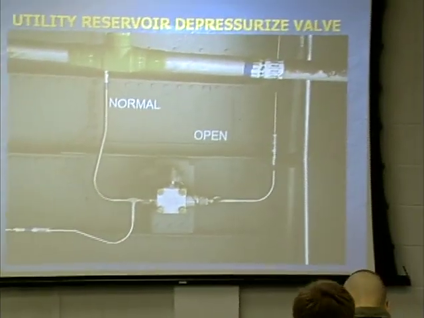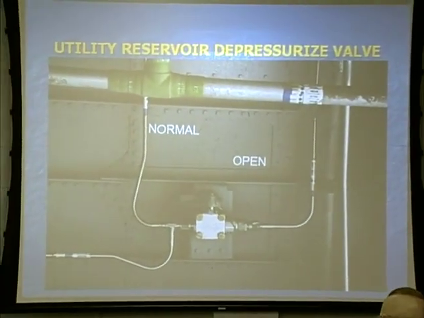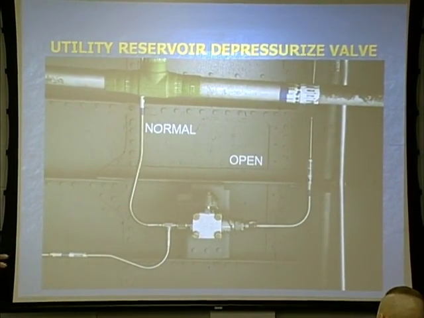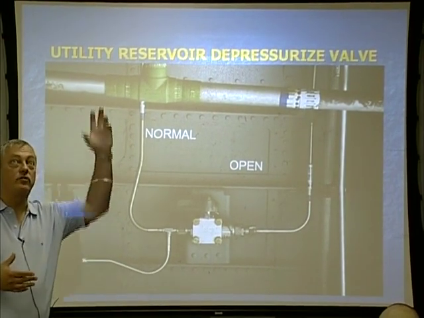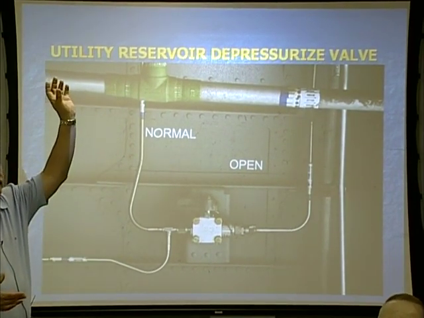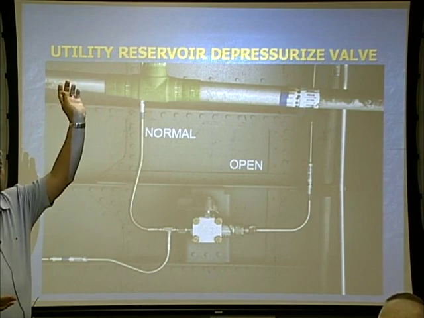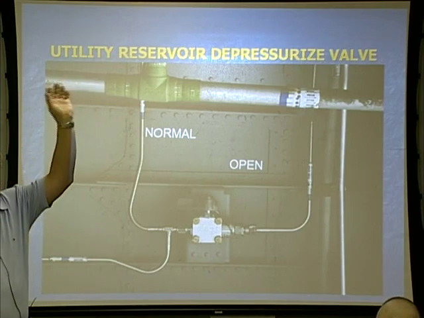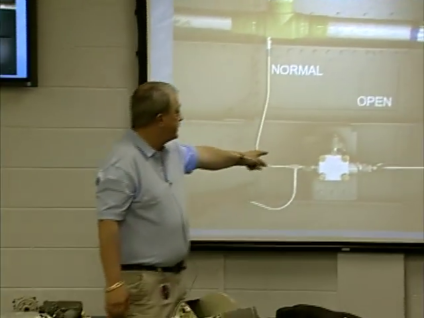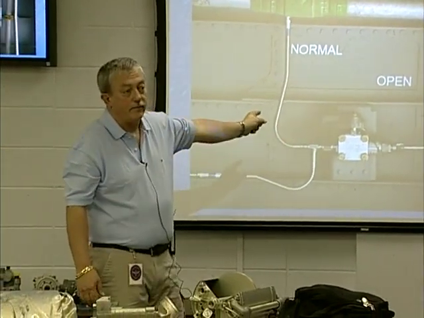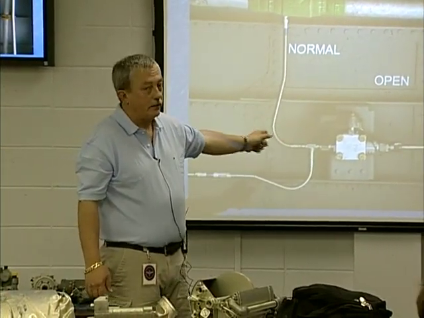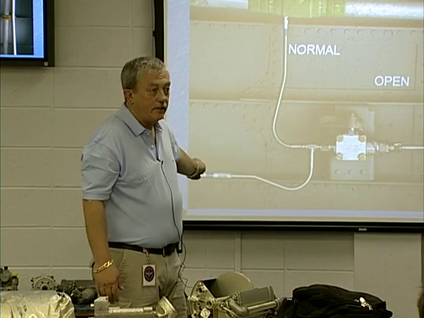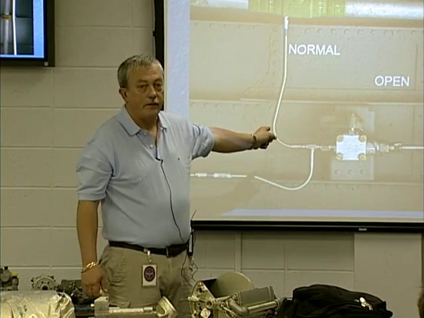Again, on page 22, the utility reservoir depressurization valve. This one is used by maintenance. If I have to service the utility reservoir pressurization accumulator, if I notice the pre-charge is low and I have to service it, this is how I dump some of the pressure out of that. I show you this valve because it looks like the other valve, and we don't want you touching this valve.